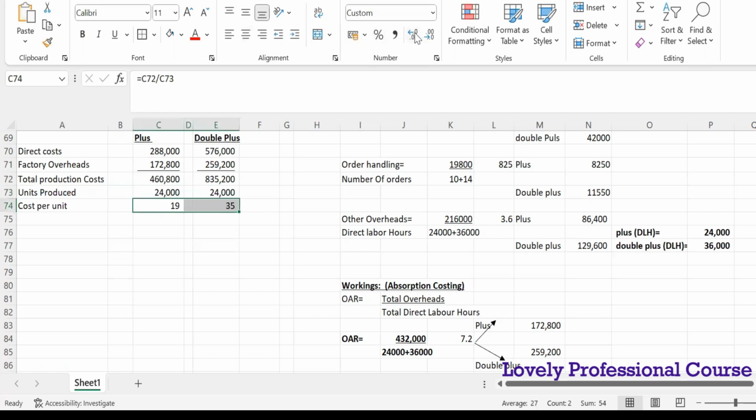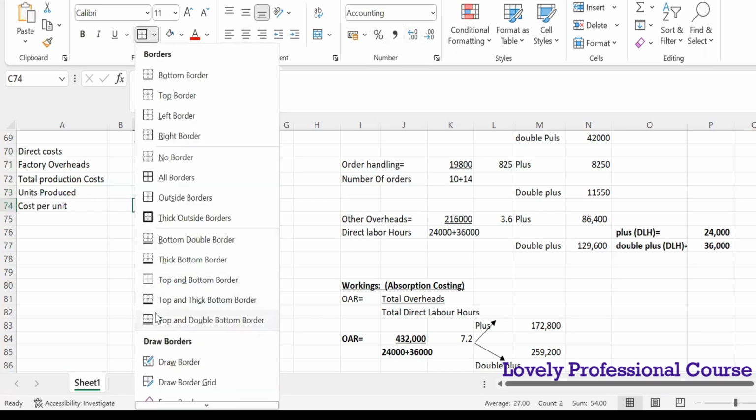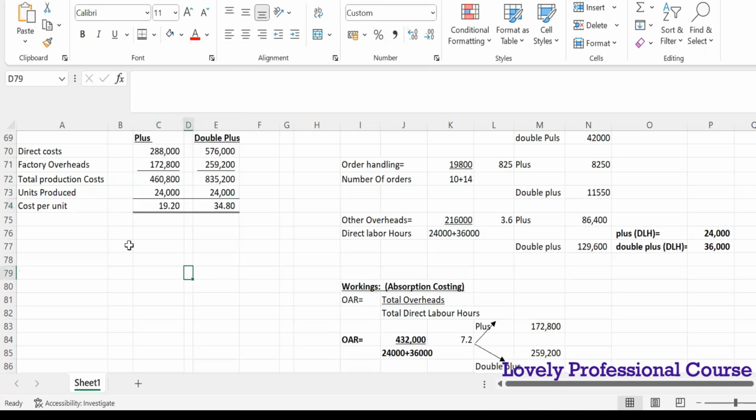Is it okay? So I think you understand this. Very, very simple and very clear, understandable. So these things are very simple. I want you to be able to do it in the exam once they ask you a question related to costing, using activity-based costing and absorption costing. So it is very simple.